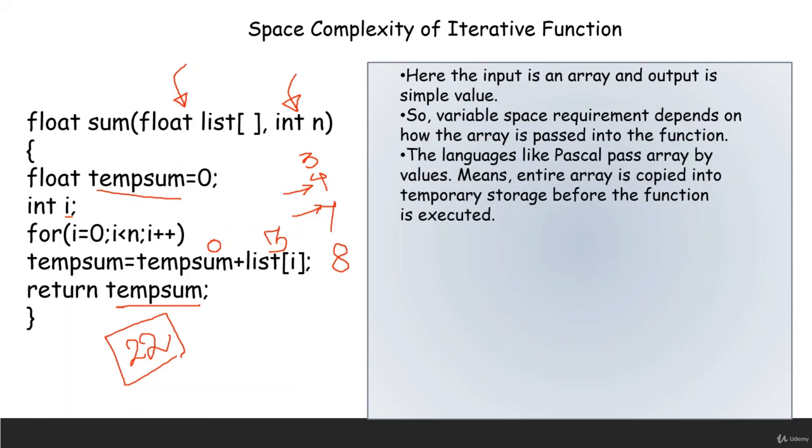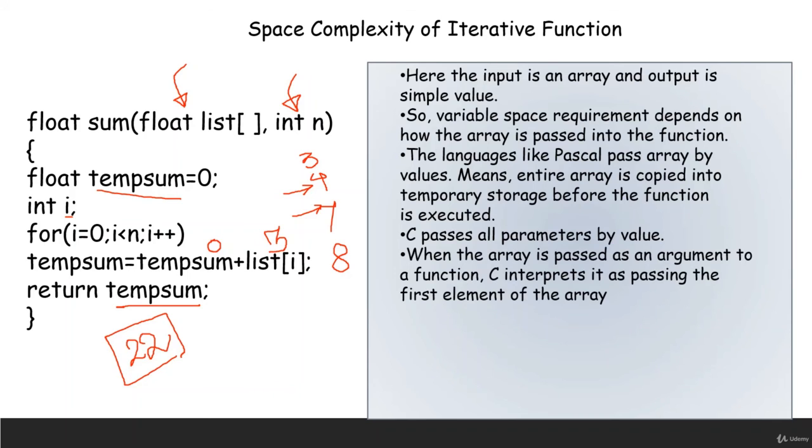That is, there is one language called Pascal, where Pascal passes arrays by value. Meaning the entire array is copied into temporary storage before the function is executed in Pascal. Whereas C passes all parameters by value, like we pass values here through parameters only, right? And when an array is passed as an argument to a function, C interprets it as passing the first element of the array.